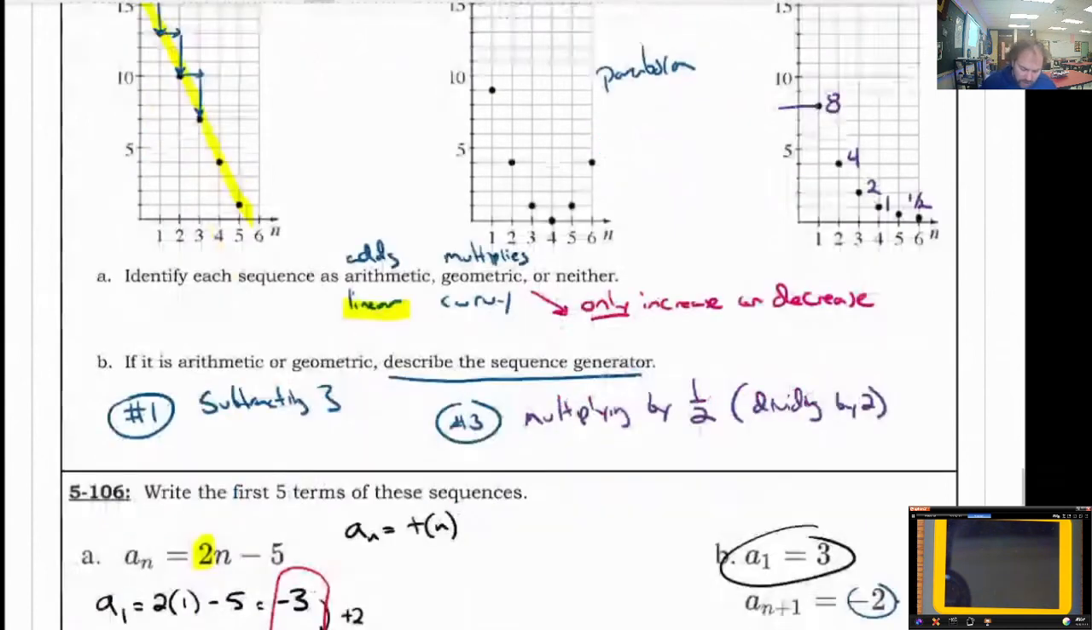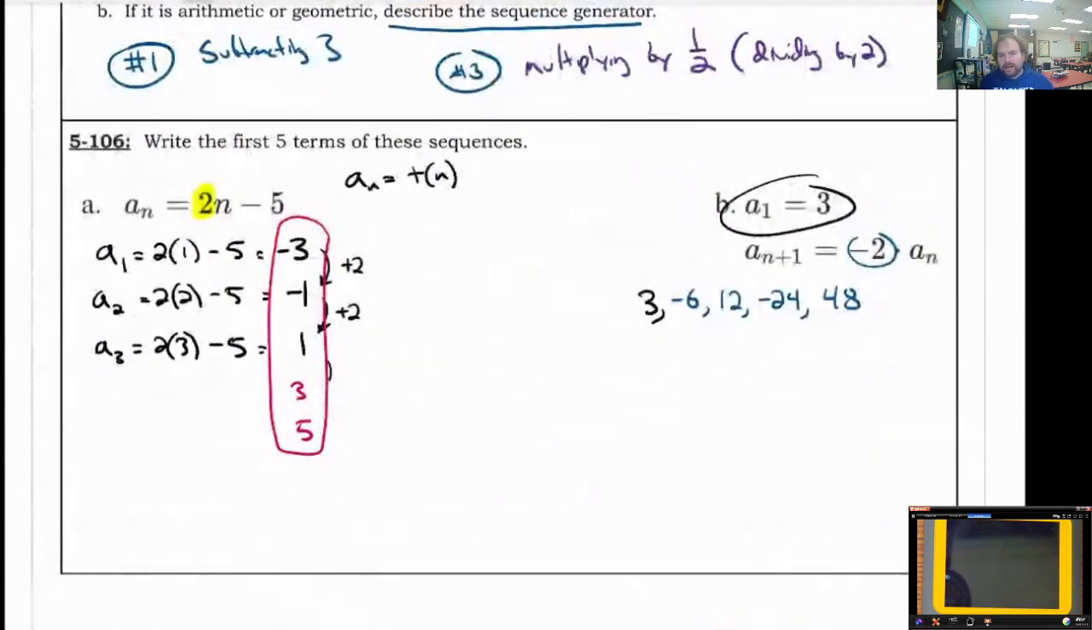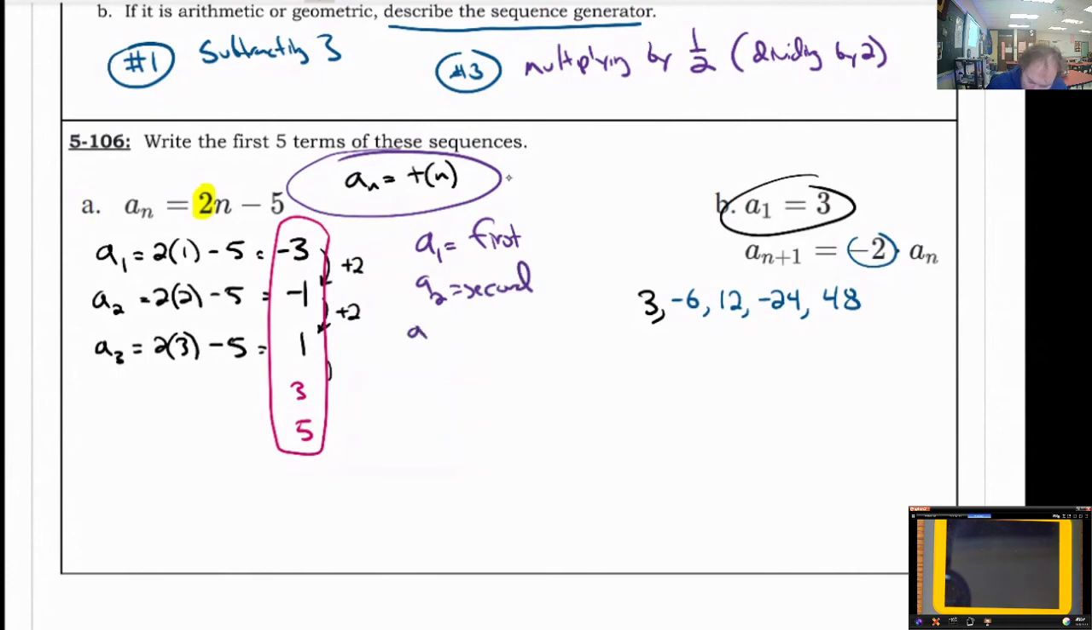So let's talk about the last question here. We did a little bit in class about this. When you see a sub n, that is just another way to write t of n. And if you see a sub 1, this means the first term. A sub 2 means the second term. A sub n is the nth term, and so on. So this is just a different way of writing the answer.